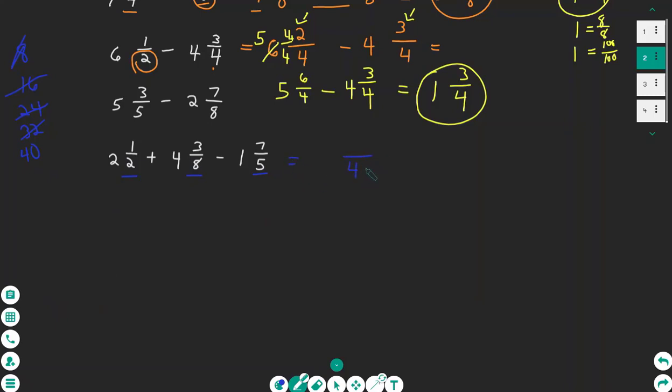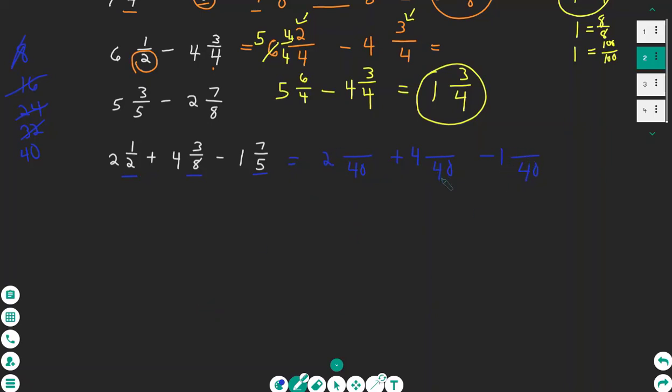So we have a 40, we have a 40, and we have a 40. Make sure we get our signs right. We have a plus and we have a minus. And then we have our whole numbers. We have a 2, we have a 4, and we have a 1.